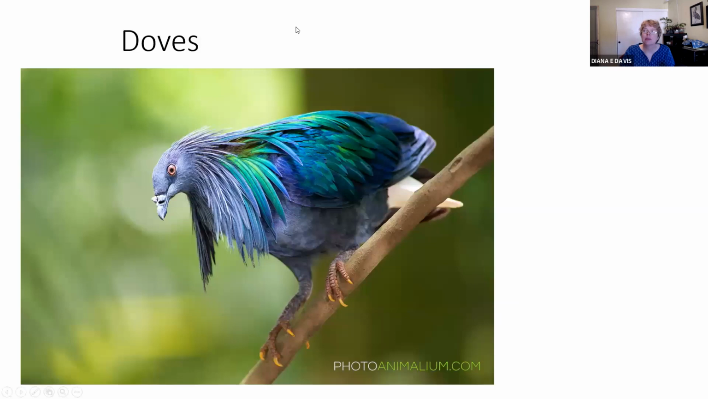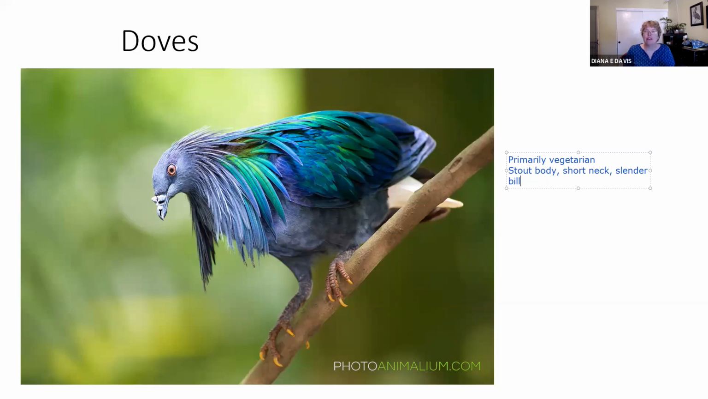Our next group is the dove group. These are primarily vegetarian. They eat plants and seeds and fruit. They tend to have a stout body, short neck, and a slender bill. So they're a little chunky looking. They don't have a long neck, and they've got this relatively long, slender bill.